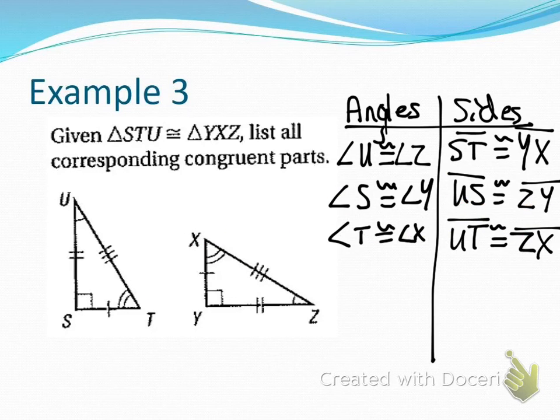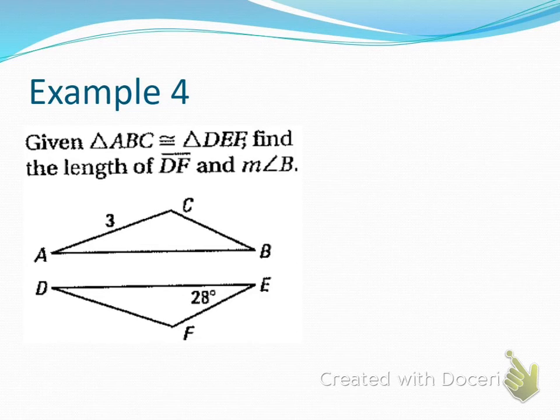They're both the second. Okay, so it says triangle ABC is congruent to DEF. We need to find the side lengths of DF and angle B. So we need to find the length of DF. Okay, so DF is the first and the third letter. So what is the first and the third letters of this triangle? AC. So what's the measure of AC? 3.